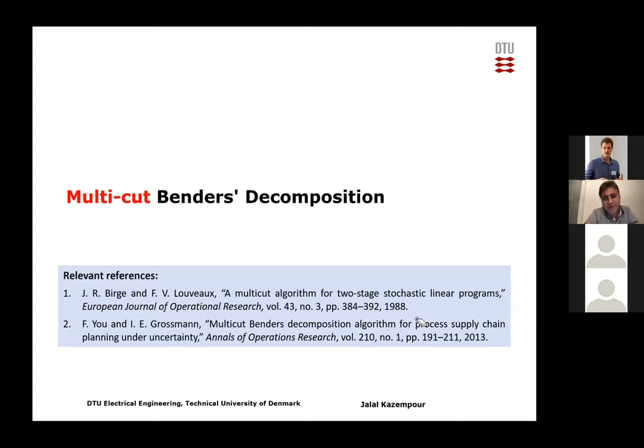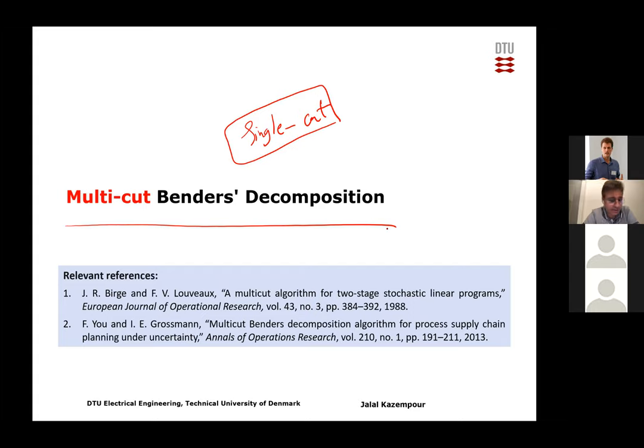So far, what we talked about is the classical Benders, which you also call single cut. It means that in each iteration, you are adding only one additional cut. But in the literature of Benders decomposition applied mostly to stochastic programming, there is also a technique called multi-cut Benders decomposition. If I'm not wrong, this is the first paper from John Birge and his colleague, who proposed the multi-cut algorithm for two-stage stochastic linear programs, published in 1988.